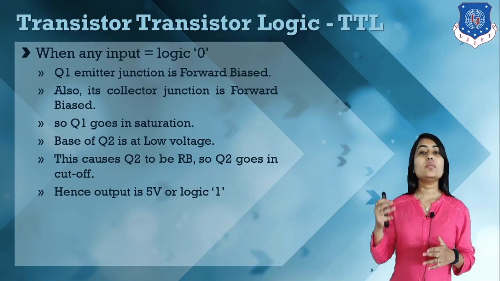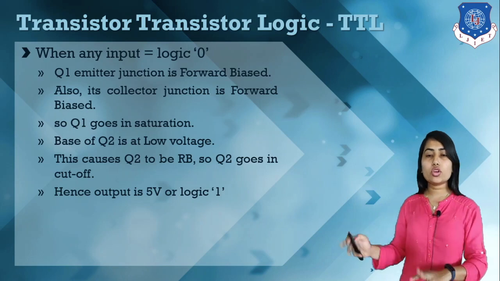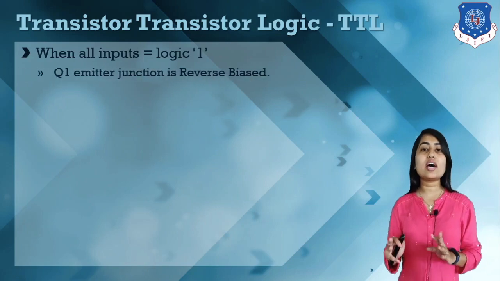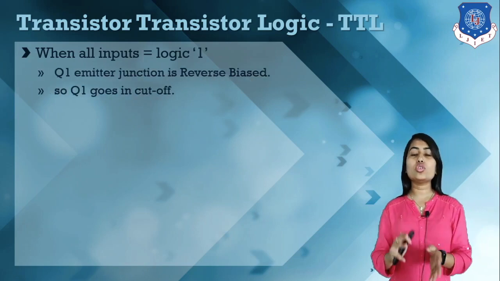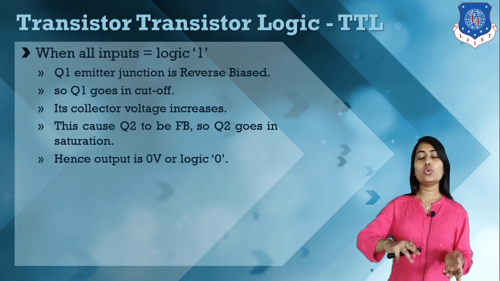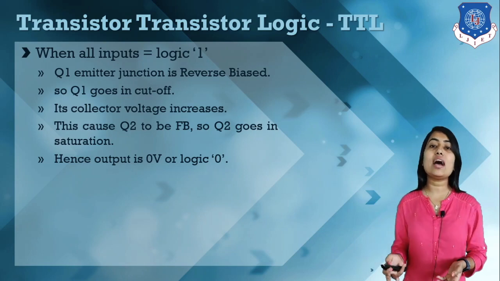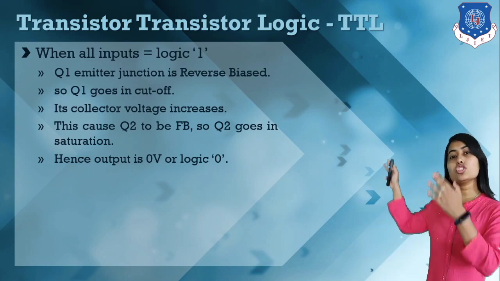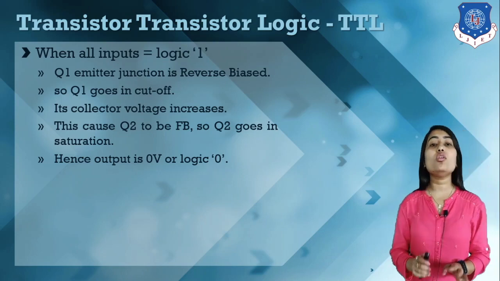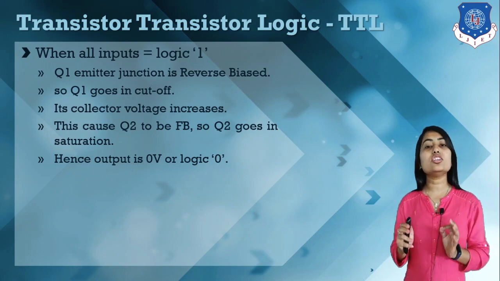So we have a logic 1, or all the VCC present at the output side. When all inputs are 1, this Q1 goes in a reverse bias, and when Q1 goes in a reverse bias, Q2 goes in a forward bias. As Q2 goes in a forward bias, we have a logic 0, because all the power supply or all the voltage applied is grounded. So this is how this TTL NAND circuit works, or this is how transistor logic works.